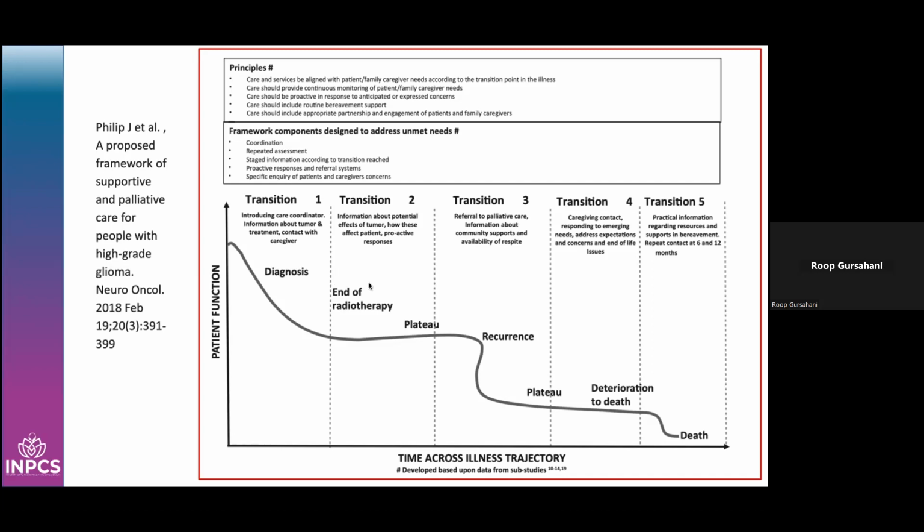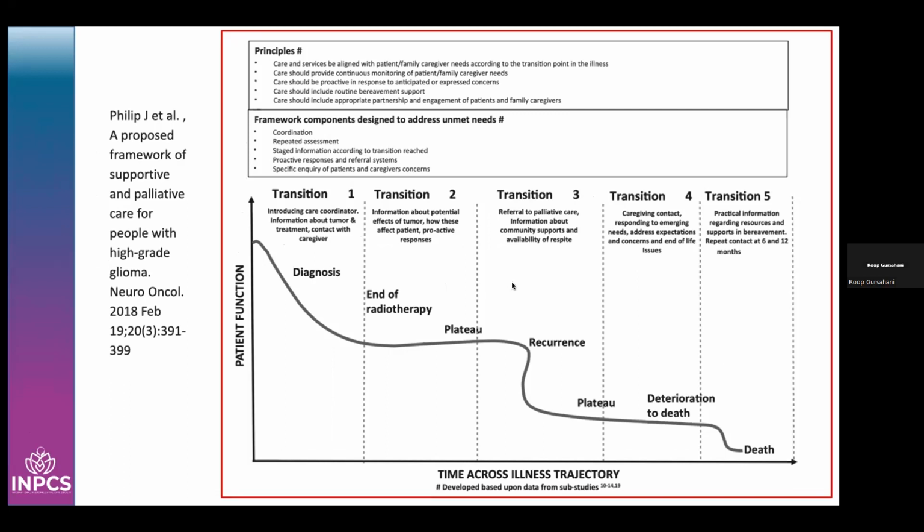Once radiotherapy is over, then you enter a plateau phase, and you have to understand how the tumor is going to affect the patient, and obviously you're keeping in touch. At a fairly early stage, you need to be contacting the caregiver, meaning establish a kind of communication channel with the caregiver. And perhaps because the caregiver has a fair amount of burden, you will also have to talk to the caregiver about respite.